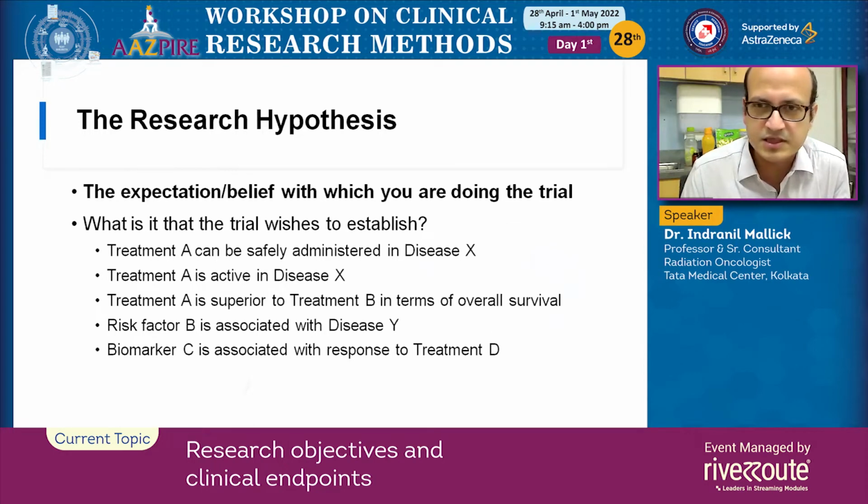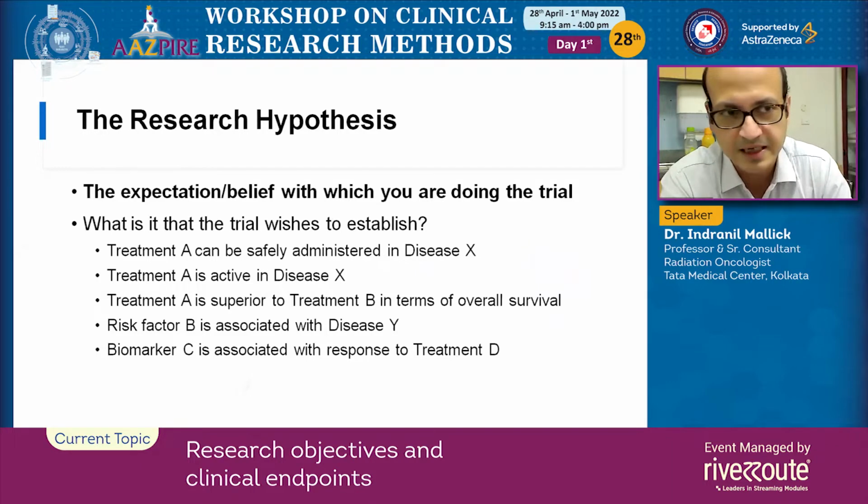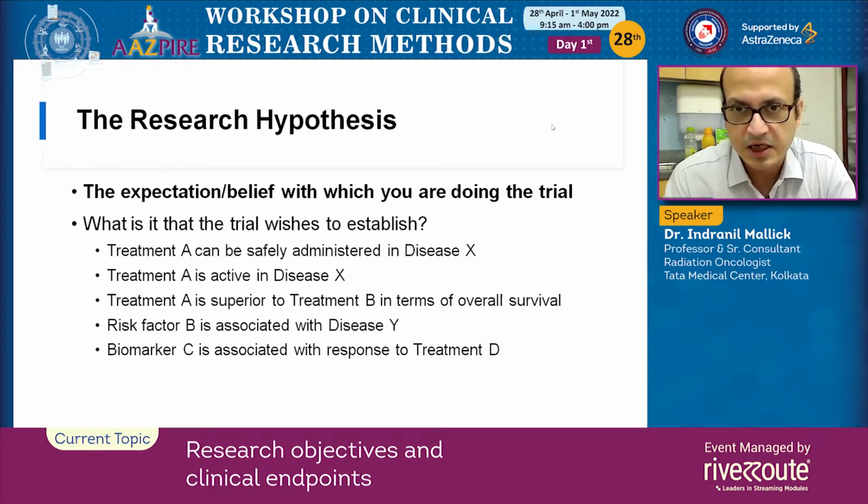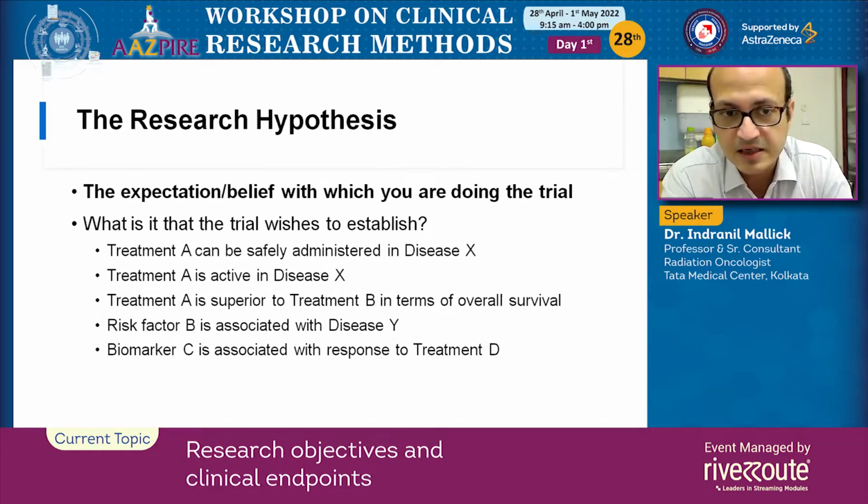When you have to write your hypothesis in a clinical trial protocol, what does it really mean? A hypothesis is an expectation or a belief with which you are doing the study. So what is it that the trial wishes to establish? The first thing when you have a new drug or a treatment is whether treatment A can be safely administered in the disease that you're trying to examine, or treatment A is active in that disease, or treatment A is superior to the current standard treatment B in terms of overall survival, or, if you're looking at a study on prognostic factors or risk factors, whether risk factor B is associated with disease Y.